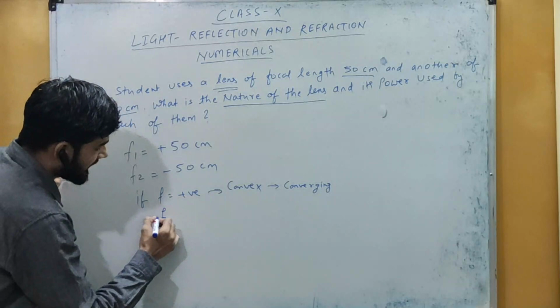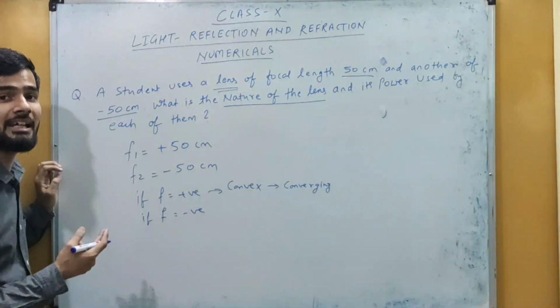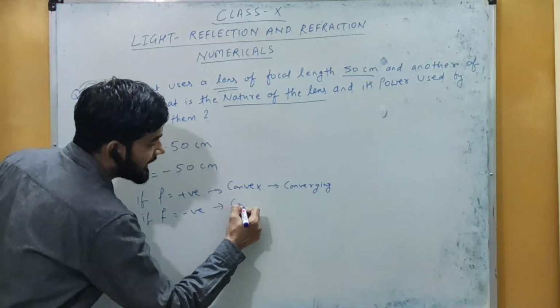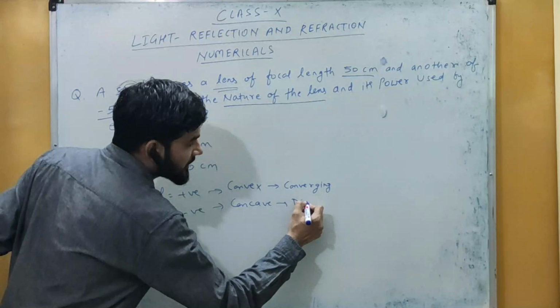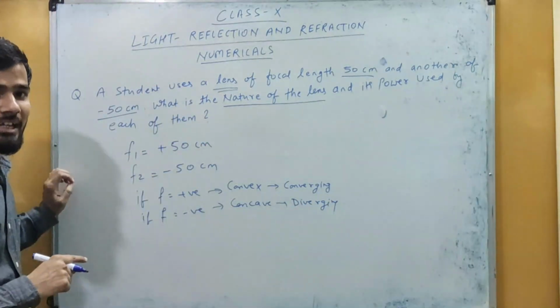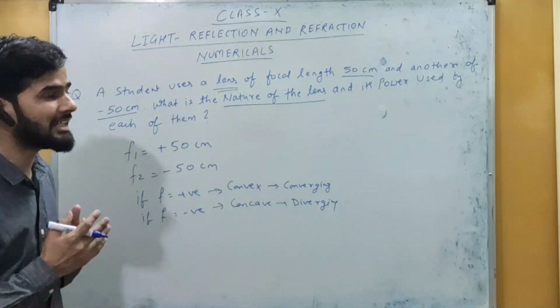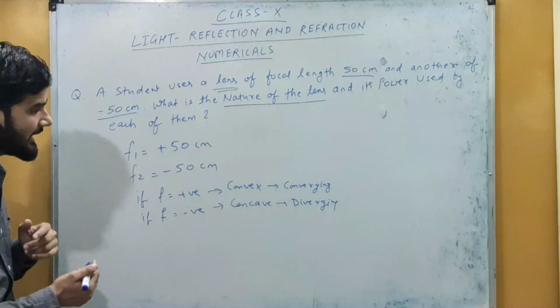Whereas if f is negative, if the value of f comes out negative, then it will be concave, and the nature of a concave lens is diverging. So from the sign only you can say what is the nature of the lens, and what we have to find is the power used by each of them. We have to find the power.